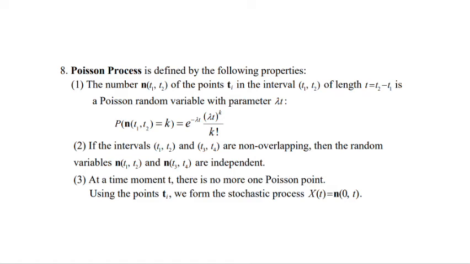Problem 8. A Poisson process is defined by the following properties. First, the number n(t1, t2) of the points ti in the interval (t1, t2) of length t equals t2 minus t1 is a Poisson random variable with parameter lambda t. P(n(t1, t2) = k) = e to the negative lambda t times (lambda t)^k divided by k factorial.